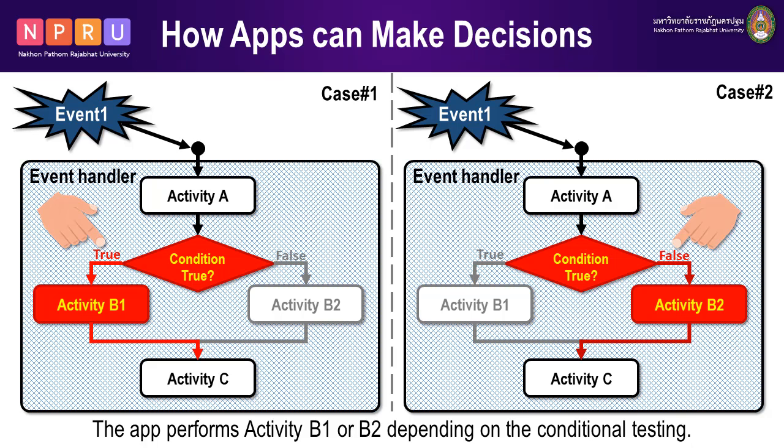Because app decision diagrams like this one look something like trees, we say that the app branches one way or the other depending on the test result. So, in this instance, we would say if the test is true, the branch containing B1 is performed.